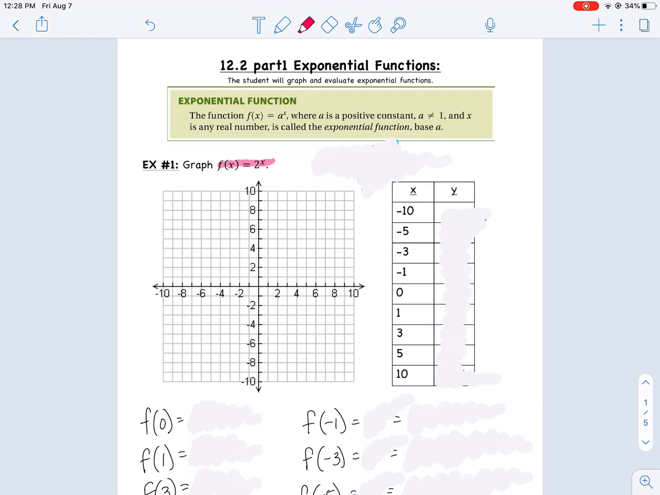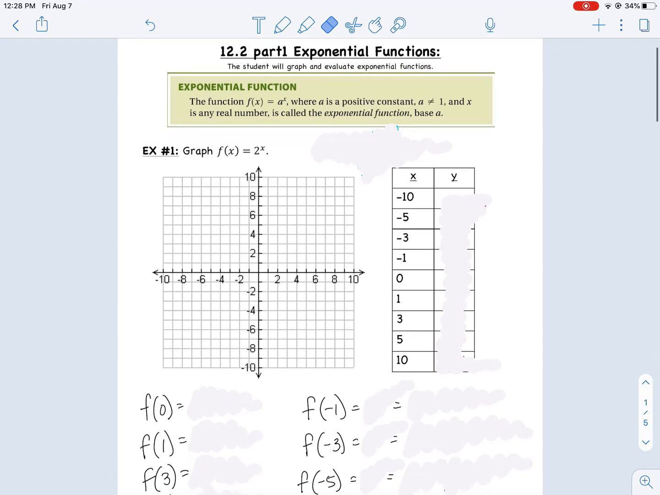And if we don't know what a graph looks like, remember we can always do a table of values, pick x's, plug them in and find the y's, plot a bunch of points, and then look to see if we can figure out the pattern. So that's what we're going to do on the first two examples. So look at example number 1 with me. Again, I have f of x equals 2 to the x power, and we want to go ahead and graph.